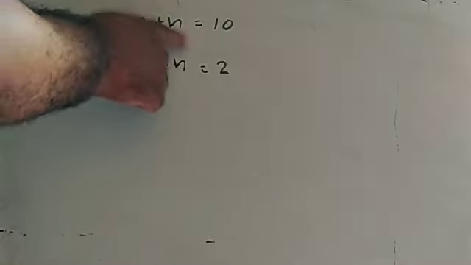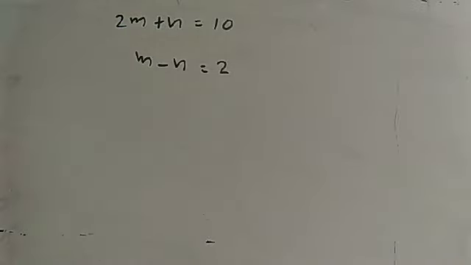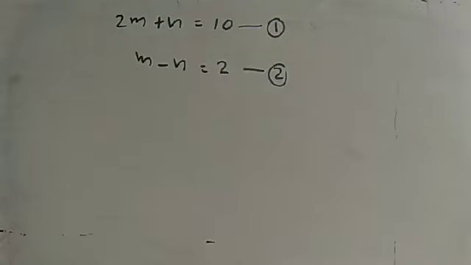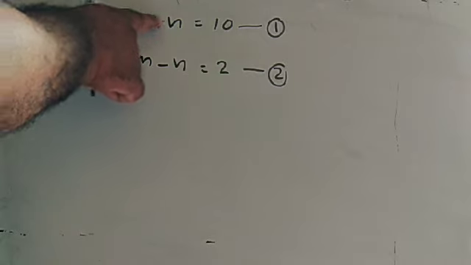M and n are unknown terms. Two unknown terms are there. There are two linear equations. Therefore, these are simultaneous equations. Right? Then let's find the value of m and n.